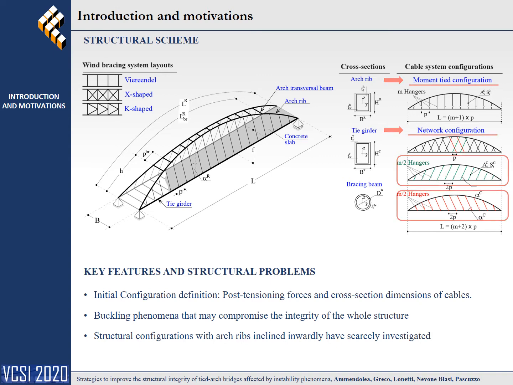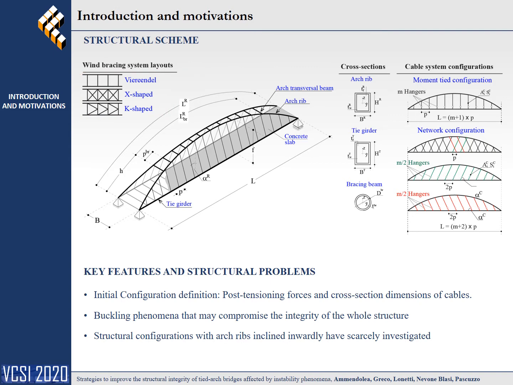The arch ribs may be arranged vertically or inclined inwardly, and are usually braced by means of a wind bracing system to ensure a proper capacity against out-of-plane buckling phenomena. The most frequent configurations for the wind bracing system are the Vierendeel, X-shaped or K-shaped configurations.